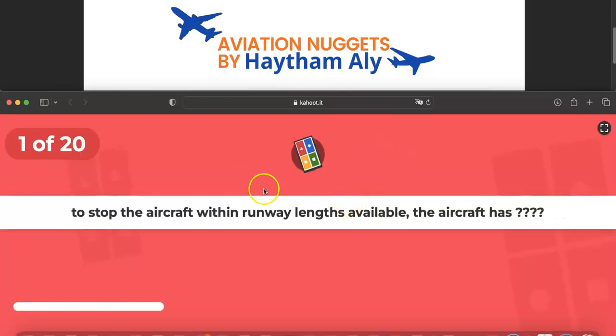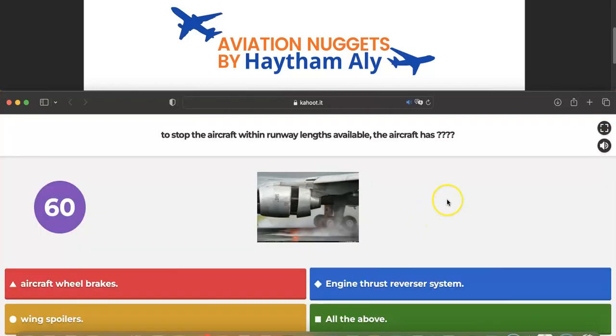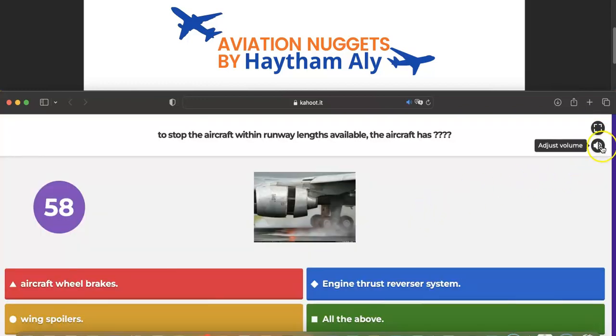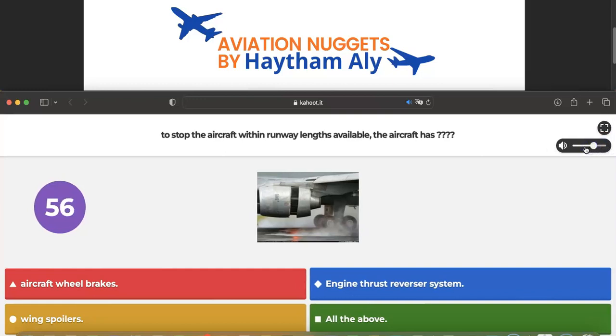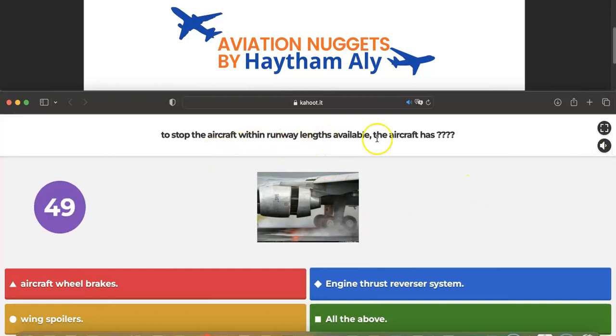Question 1 of 20. To stop the aircraft within runway length available, the aircraft has: aircraft wheel brakes, engine thrust reverser system, wing spoilers, or all the above. So, the right answer is all the above.